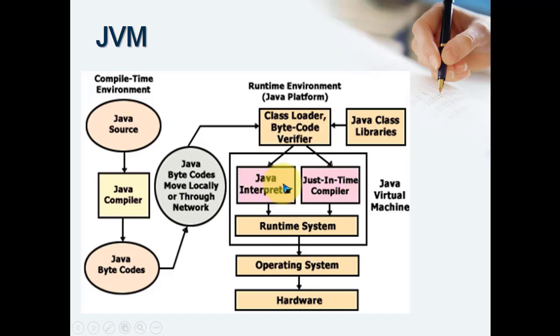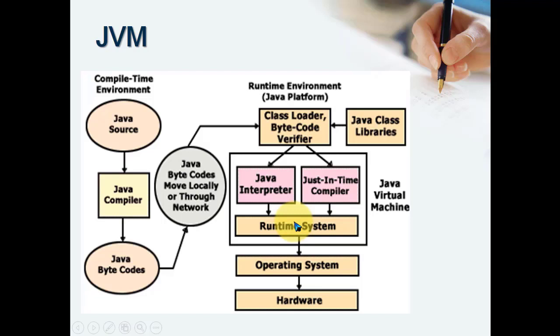And then the runtime system is an internal part of the JVM. What is a runtime system? At runtime, for your program, for your application, all memory management, thread management, the allocation of objects, and deallocation of objects, all these services are provided by this runtime system. The runtime system has many services inside it. Some of the services are memory management, thread management, type checker, and garbage collection. These things are available in this runtime system.